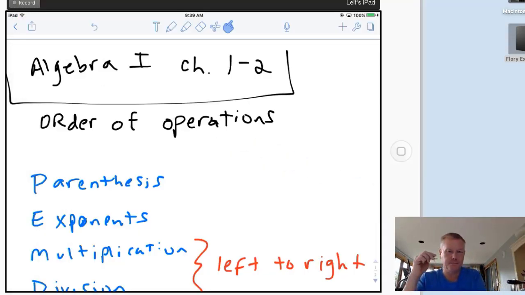Okay, today I'm going to be looking at order of operations. This is chapter 1-2 for Algebra 1.